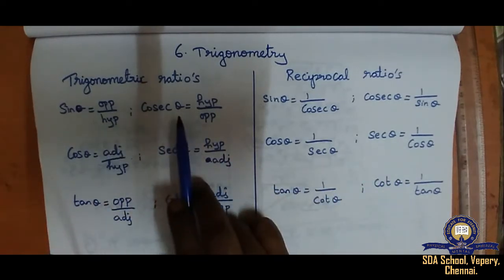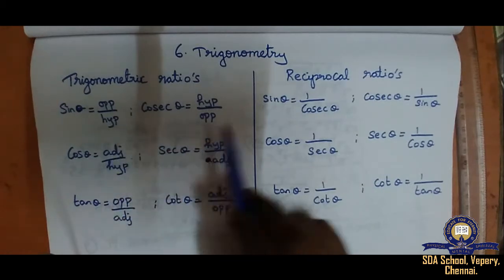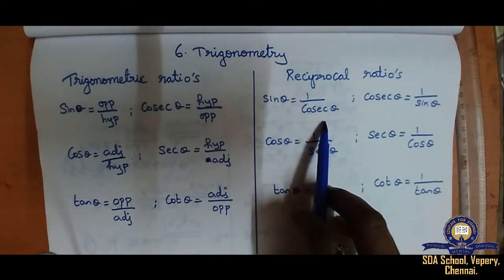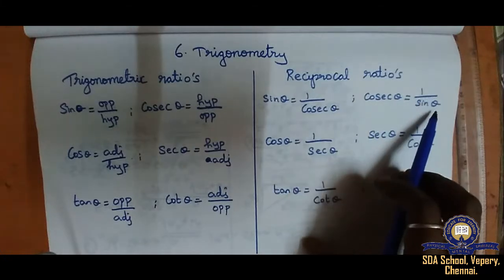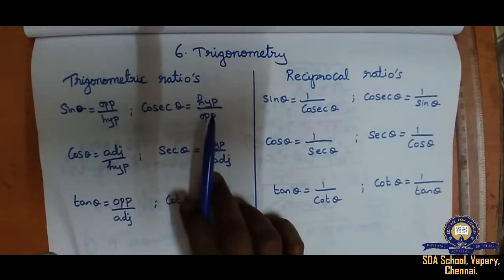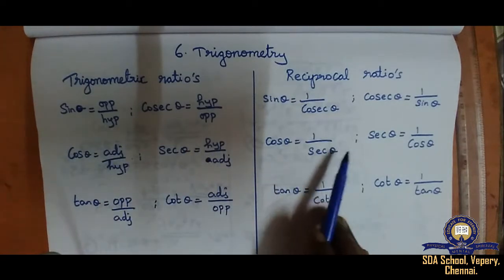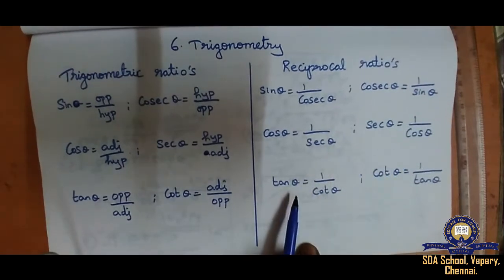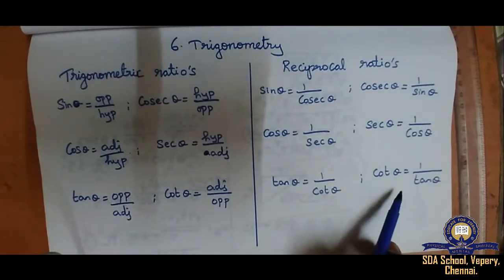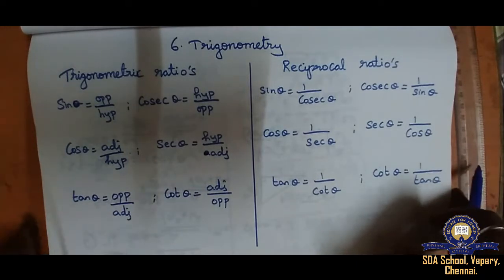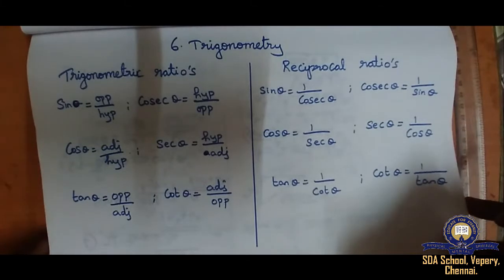Sin theta is reciprocal of cosecant theta. Cosecant theta is reciprocal of sin theta. So we can directly write sin theta is equal to 1 by cosecant theta. Cosecant theta is 1 by sin theta. Same way, cos theta is equal to 1 by secant theta. Secant theta is 1 by cos theta. Tan theta is 1 by cot theta. Cot theta is 1 by tan theta. These formulas we have already seen in yesterday's Zoom class.